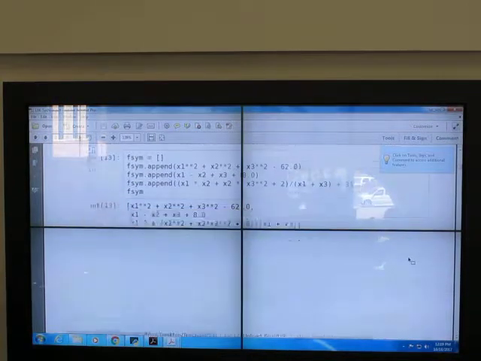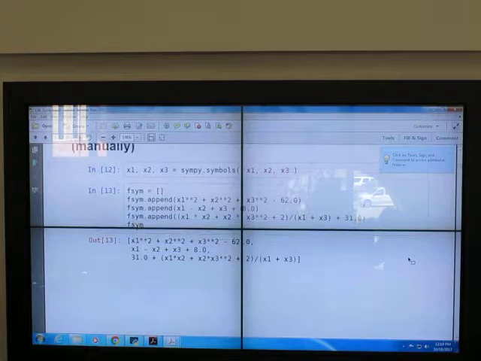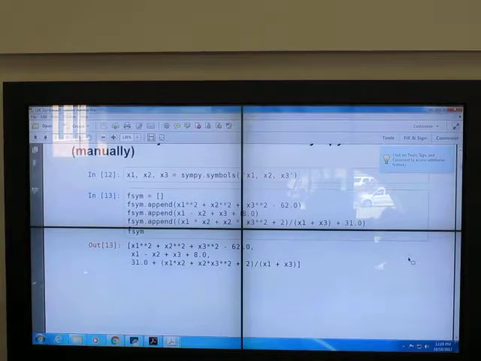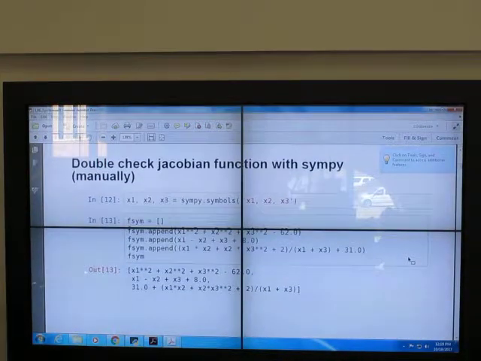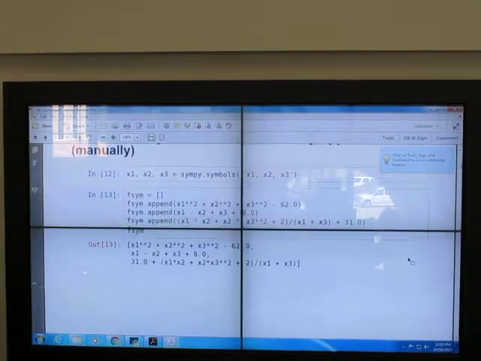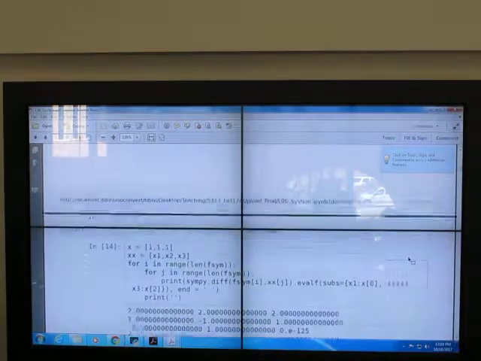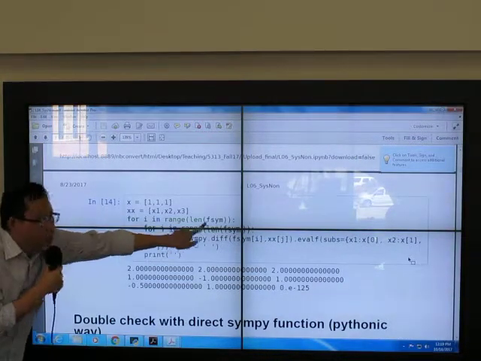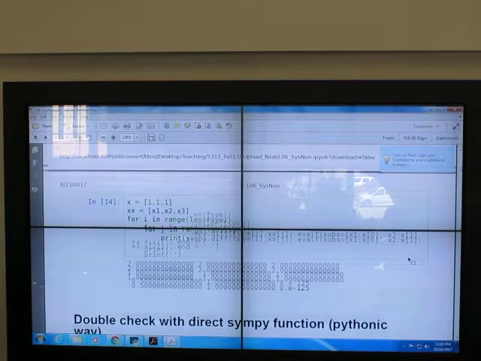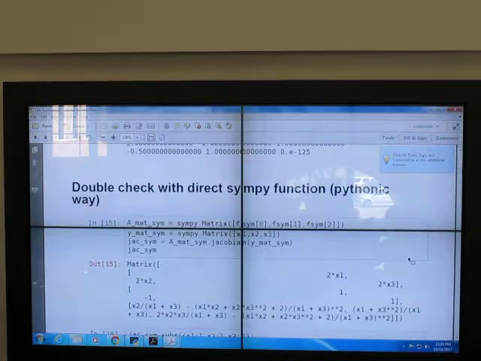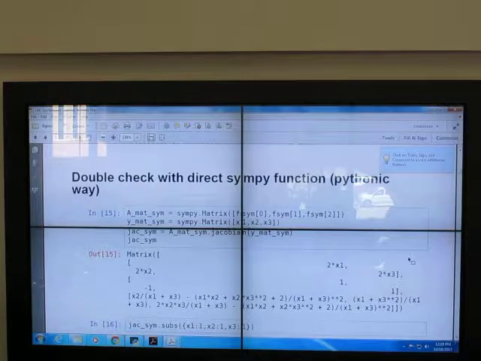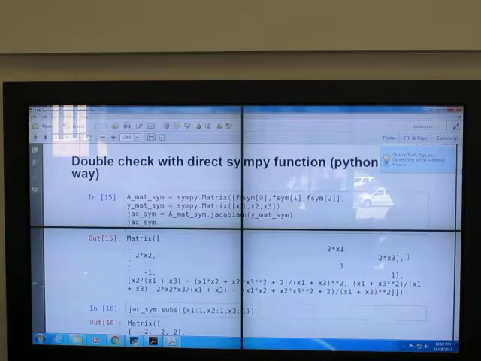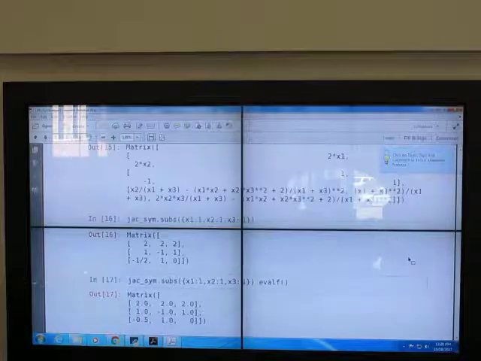There's SymPy. In SymPy, I can calculate the Jacobian too. There's a Jacobian from SymPy, and they are the same. Believe me, you will check later on. And this is from SymPy. I show you one by one. Oh, I have one more minute. Okay, double check with the direct SymPy function, the Pythonic way. SymPy has .jacobian to calculate the Jacobian matrix directly.